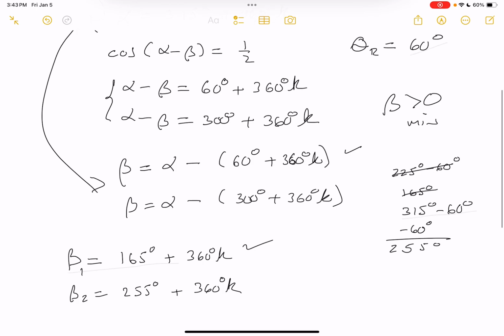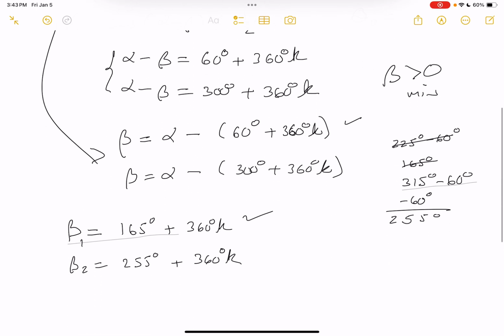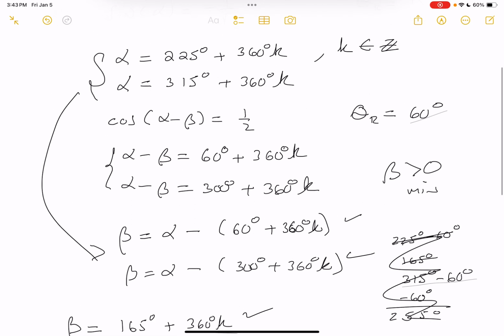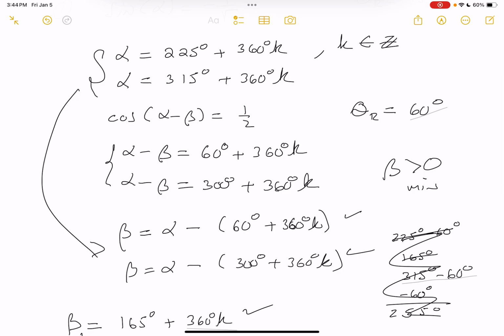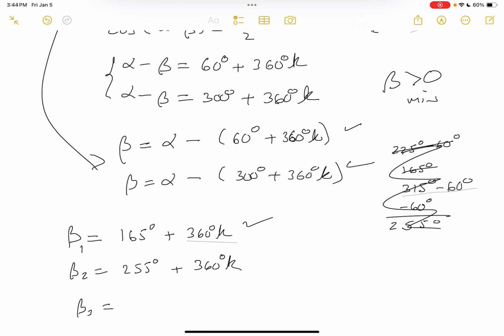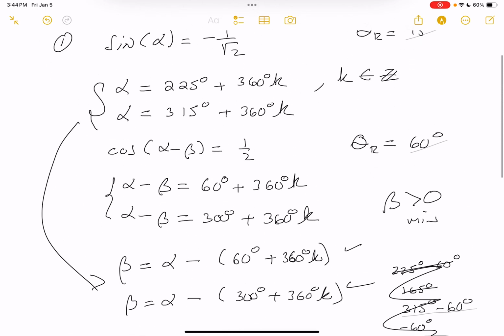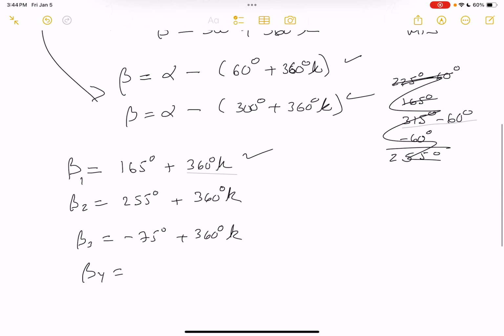Let's do the next one, which is beta 3. And of course, cross this all out. I'm doing this one now. So 225 minus 300 is going to be minus 75. All right, let's keep going. Beta 4. 315 minus 300 is 15 degrees.